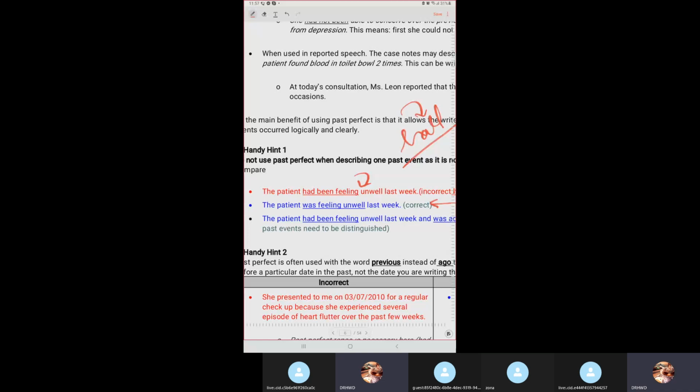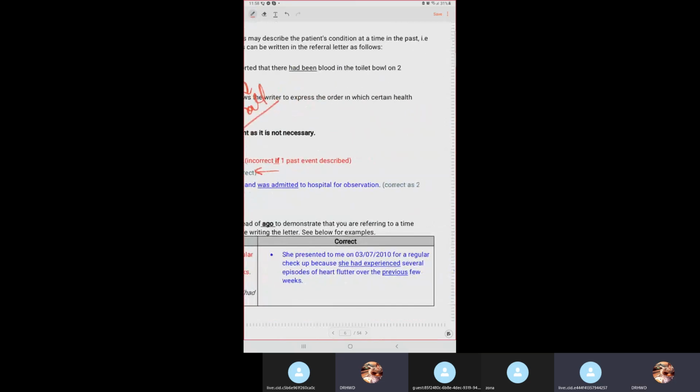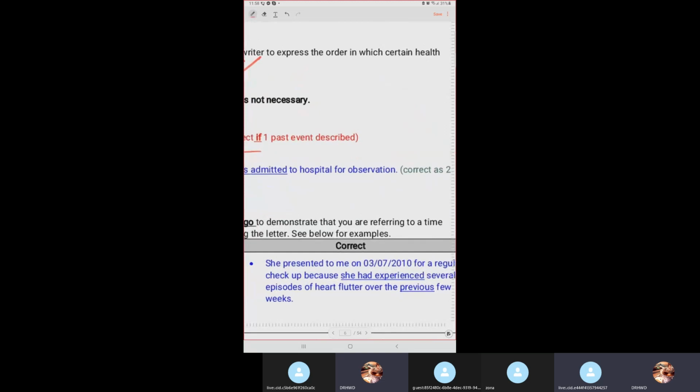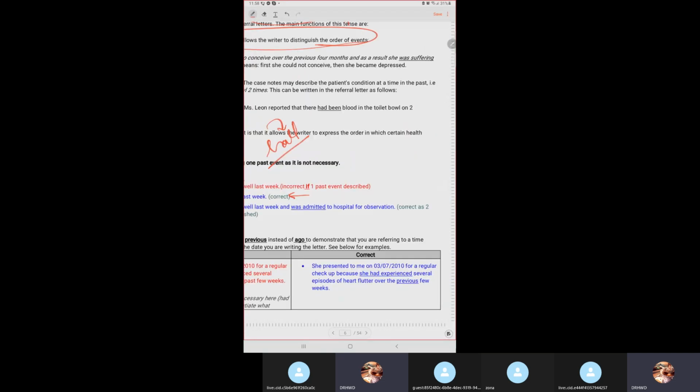It's a seemingly fine sentence, but there is something incorrect. She had experienced several episodes of heart flutter over the past few weeks, right? Yes, she has. She had experienced, because this is something that happened very long ago, right? She had experienced several episodes of heart flutter over the previous few weeks. Now, one more thing is that when you're writing your letters, you cannot say past, you'd be saying previous. Is that clear? No past, but previous. Okay, clear, everybody? Right?